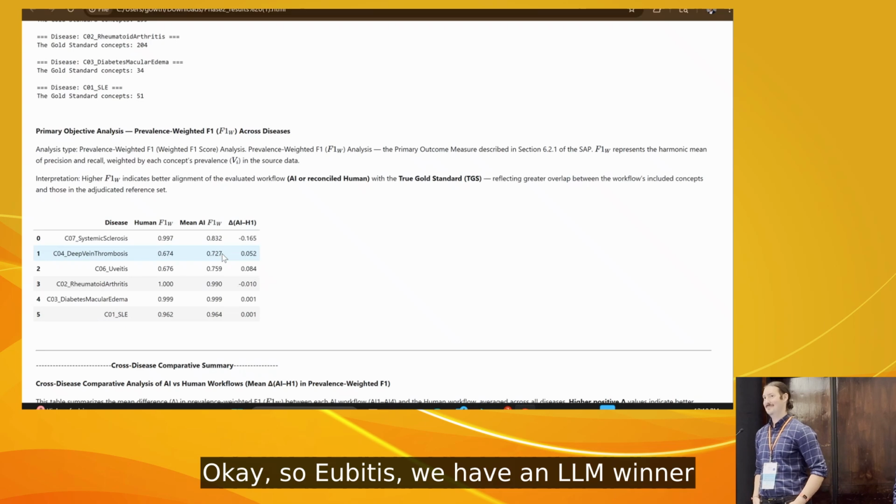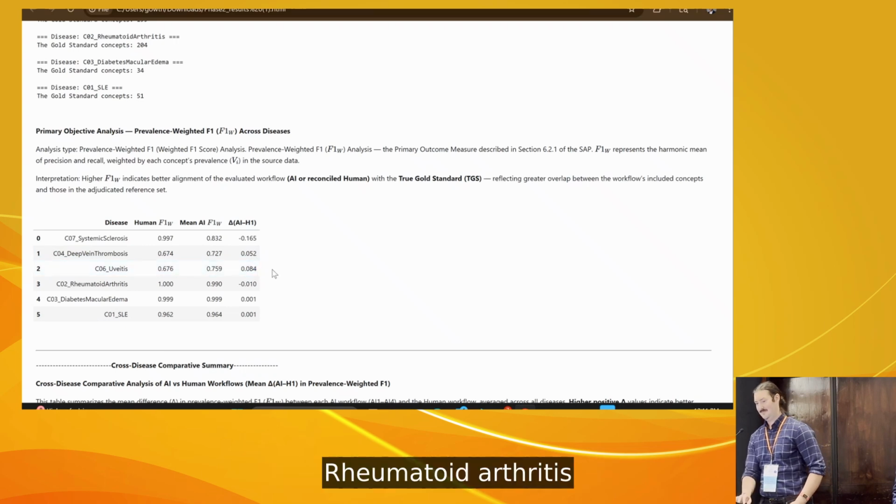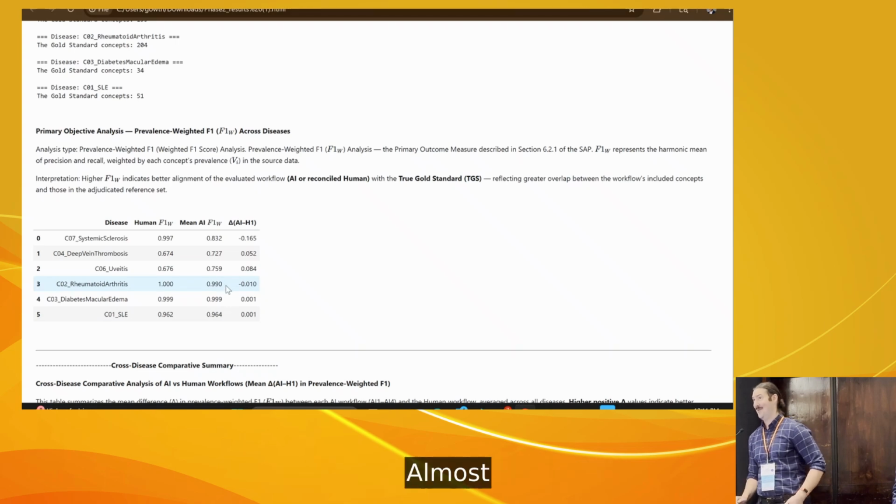Okay, so uveitis, we have an LLM winner, not by much, but slightly better. Rheumatoid arthritis, we have 100% from humans. Almost. So they're both almost perfect, but SLE, pretty identical. So sure, yeah.